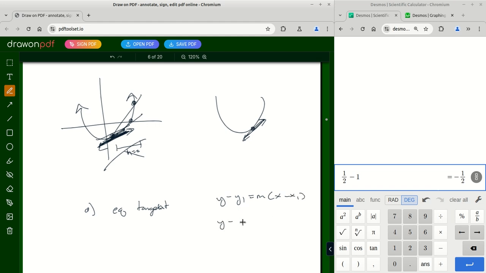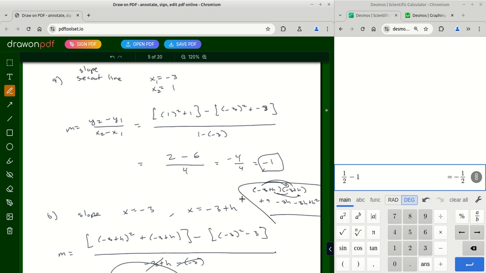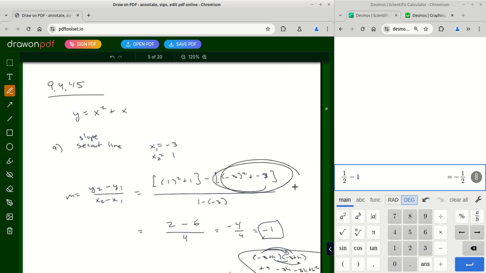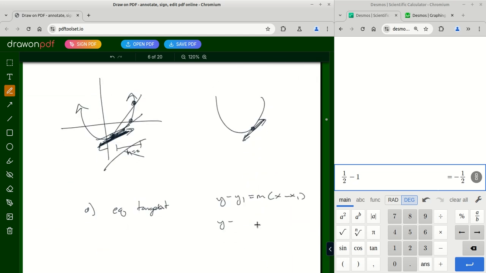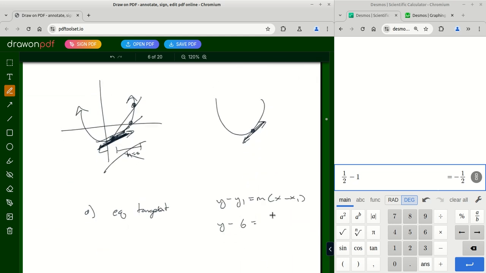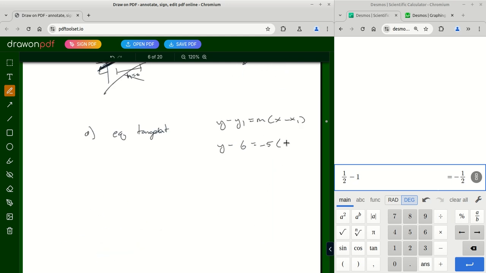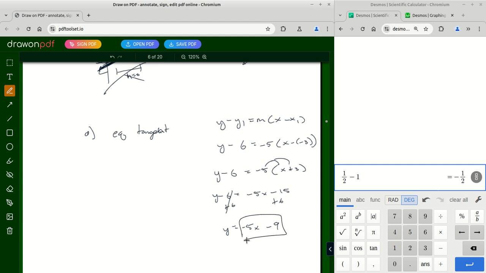And so my y value at -3. Did I ever do it? Oh, yeah, it's right here. This is my y value at -3. It was a 6. My slope is the -5. We just found that. x minus a -3. Two negatives make a positive. Distribute. Add 6 to both sides. 9? 9. There it is. There's your answer. Whew, that was a big one.